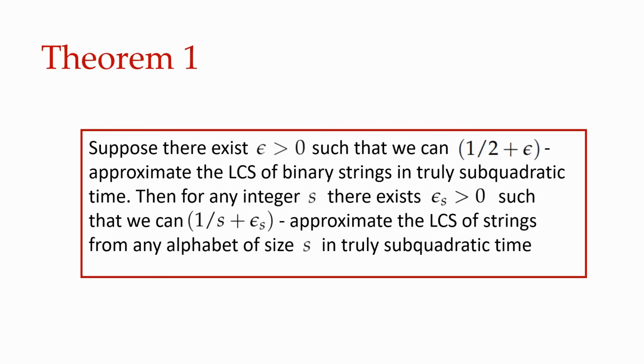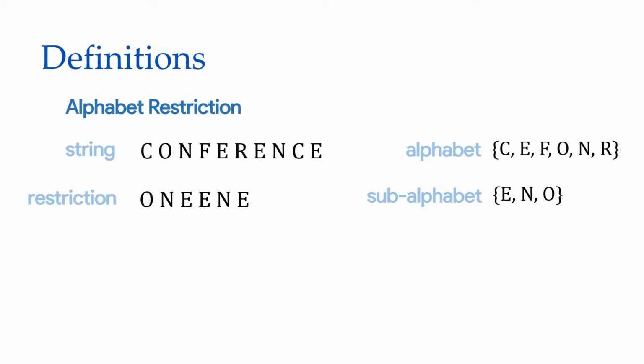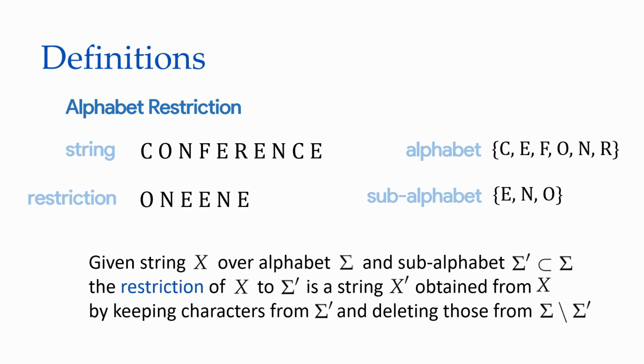Our first result is a reduction from LCS approximation on strings from an alphabet of size s to LCS approximation on strings from an alphabet of size 2. And the proof uses this idea of alphabet restrictions, which we'll define now. Suppose we have a string over some alphabet. I have an example here. Then a subalphabet is just any subset of the characters of the full alphabet. And the restriction of the original string to the subalphabet is just the subsequence we get by keeping characters from the subalphabet while removing all other characters. So formally, here's the definition of that.